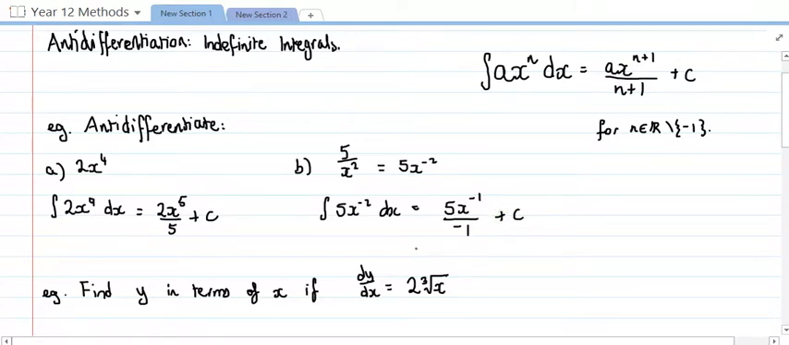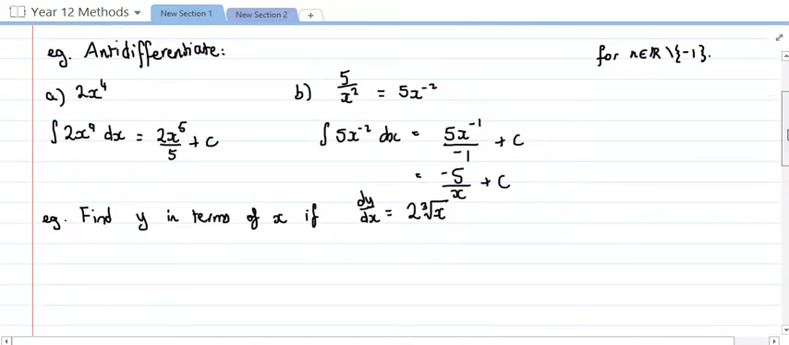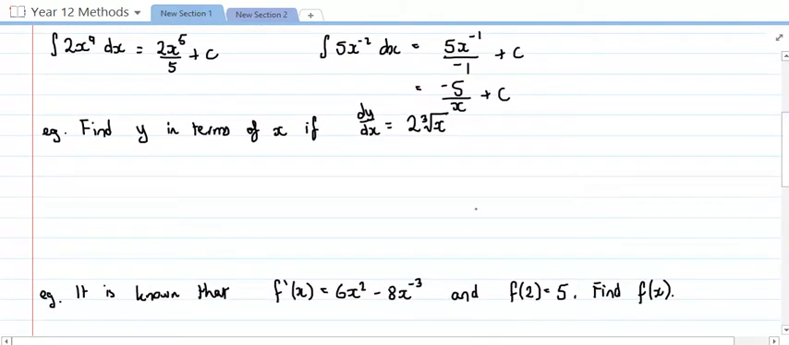Now I should probably take this one step further and make it look a bit nicer. So 5 divided by -1 is -5. The x to the -1, I'm going to write it in the denominator again, so it's in the same form as it was at the beginning, and just have that plus c on the end. And that is anti-differentiation.